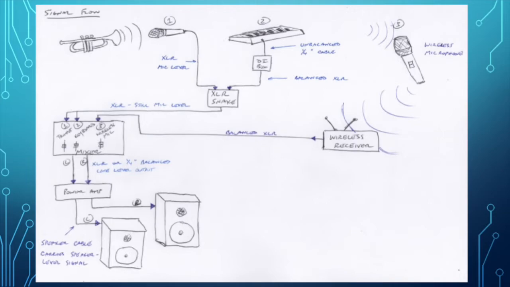That's at line level, by the way. So everything, once it's inside the mixer, is now at line level. We take two line outputs, left and right. Those are either going to be XLR or quarter-inch balanced line level outputs going into our power amp. And then from the power amp, we're going speaker cable carrying speaker level signal out of the power amp into our left and right speakers.